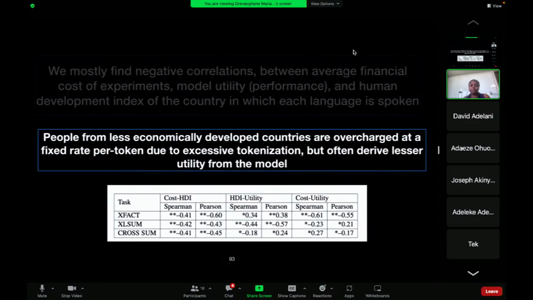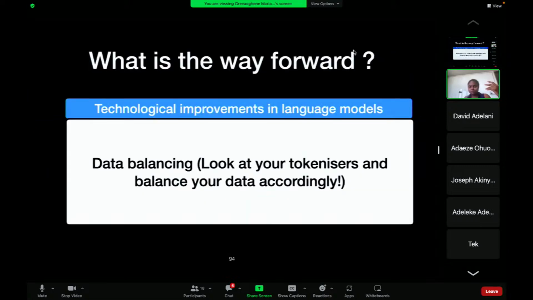So typically people from less economically developed countries are overcharged at a fixed rate per token due to this excessive tokenization, but they would still derive less utility from the model. So to round up, what's the way forward? There are many things that could be done. First of all, technological improvements in language models, like data balancing. Look at your tokenizers and balance your data accordingly. It's not enough to just build tokenizers and assume that it should work well. Try to evaluate them, understand them.